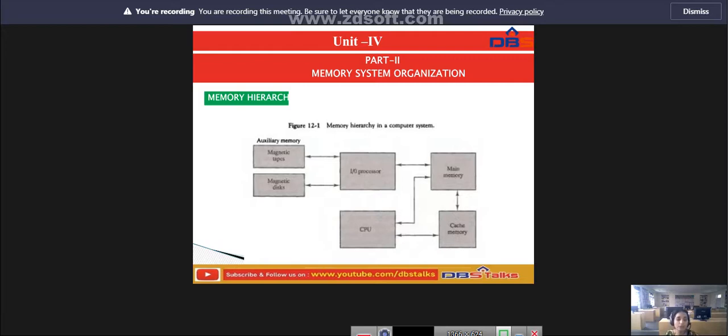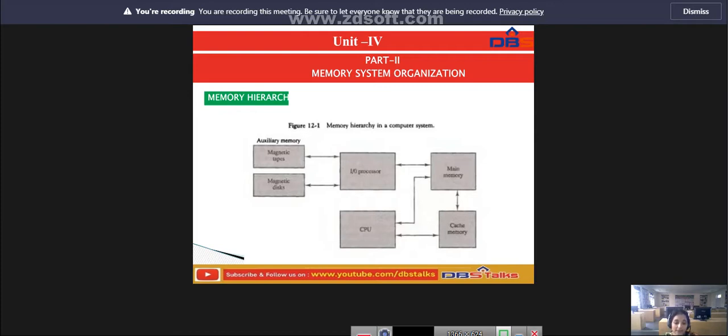So what is the main use of cache memory? This cache memory is employed in computer systems to compensate for the speed differential between main memory access time and processor logic. The cache memory is used for storing segments of programs currently being executed in the CPU and temporary data frequently needed in the present calculations.